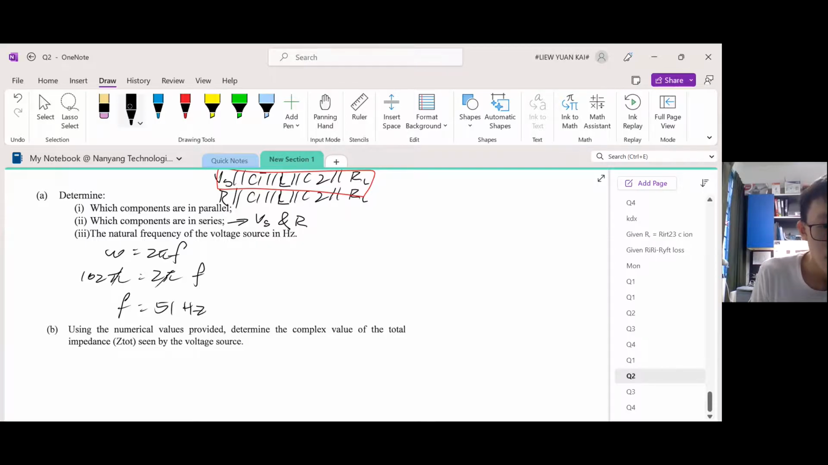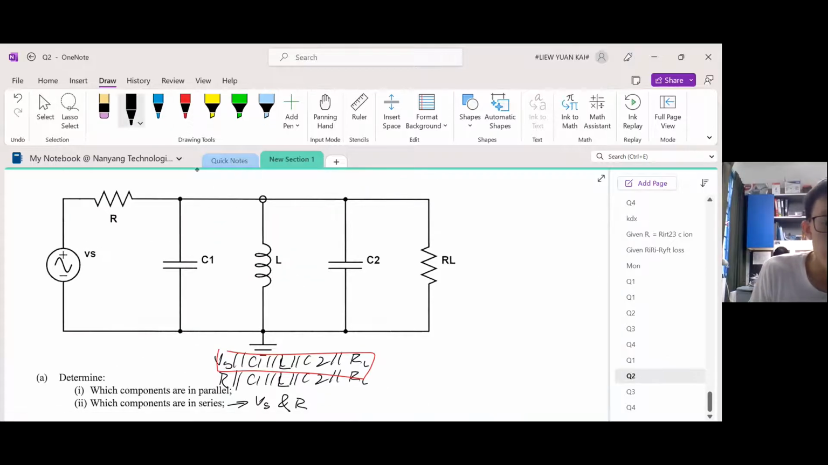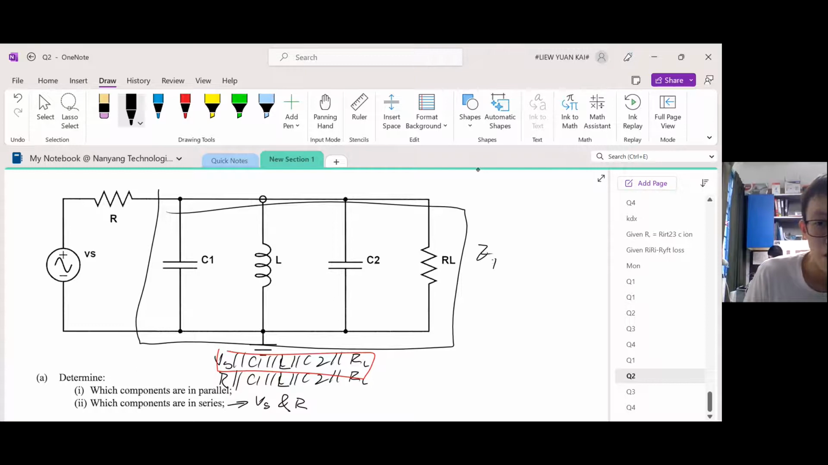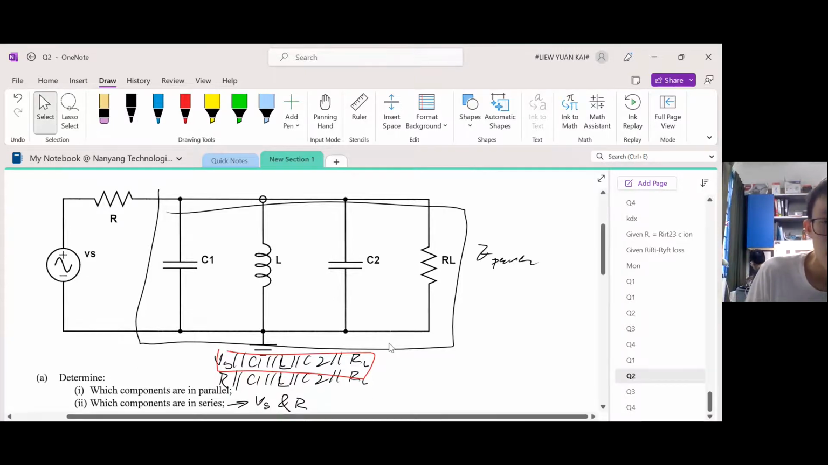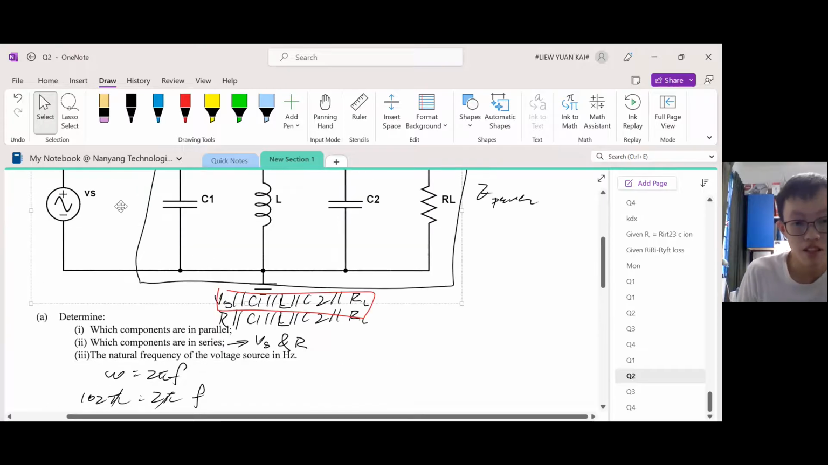Okay. Using the numerical values provided, determine the complex values of the total impedance seen by the voltage source. So we know that these are all parallel to each other. So let us find this. Let us call this Z para. Okay. So let me bring this down here.